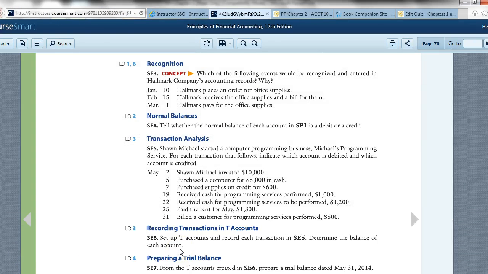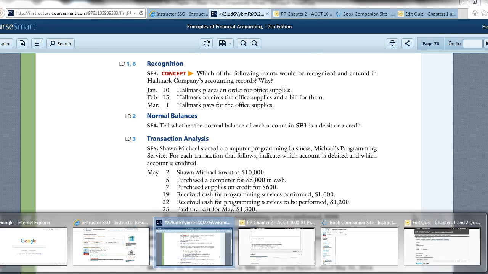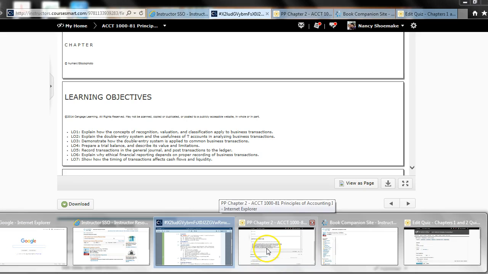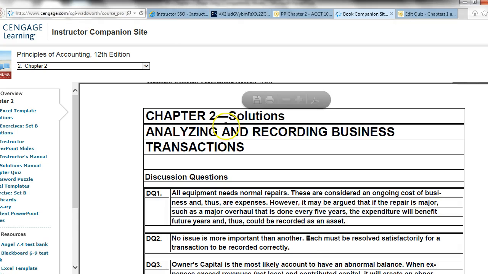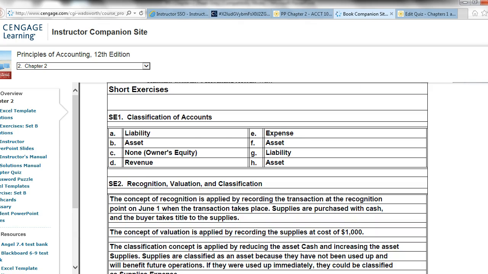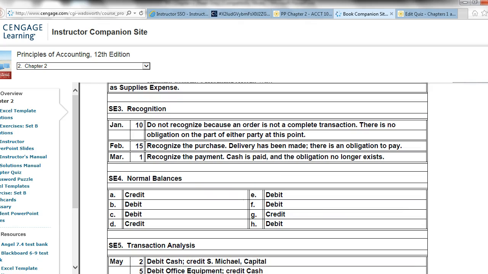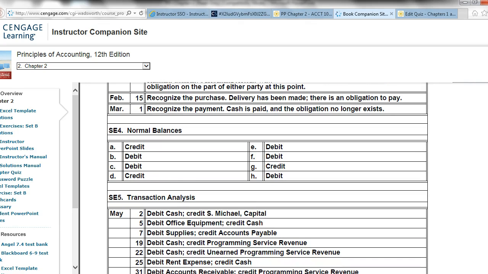In the book, SE5, Sean Michael invested $10,000. What are we going to do there with Sean Michael? Invested $10,000. Debit cash. What else are we going to debit? Or excuse me, credit.